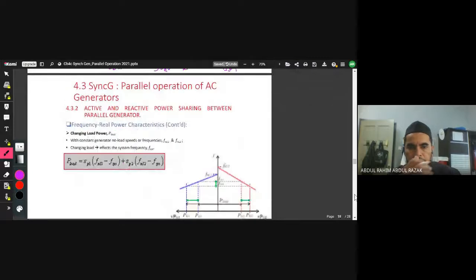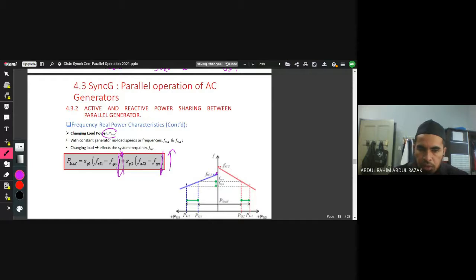Paham? So with a constant, we still look at the P. With a constant generator, the no-load speed here is constant. When we change the load, the effect will take place on the system frequency. So it means that the system frequency here will decrease or increase.